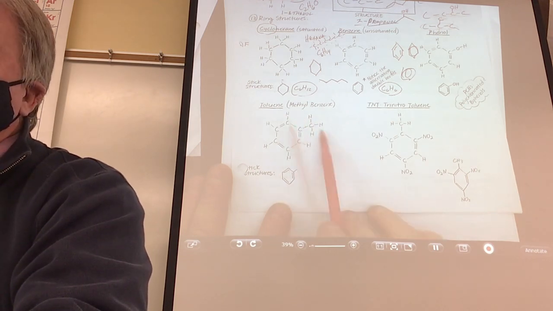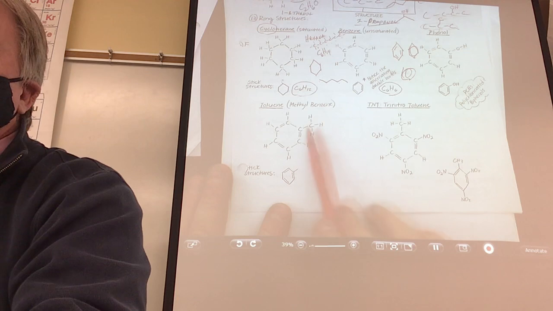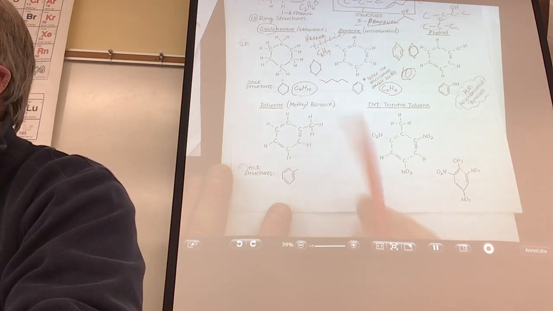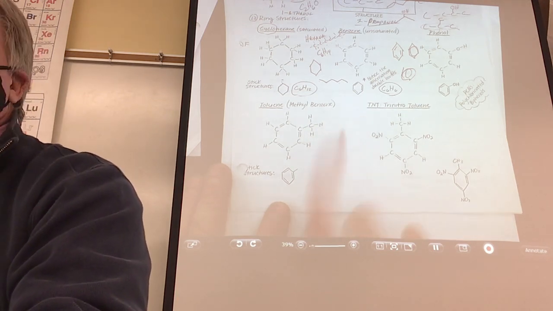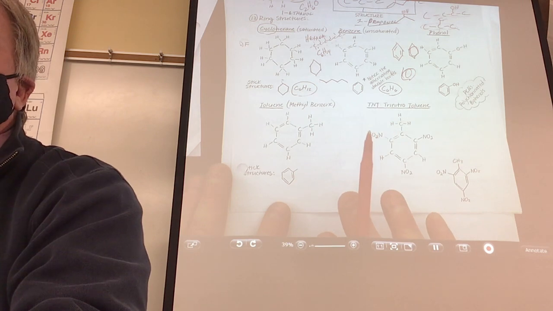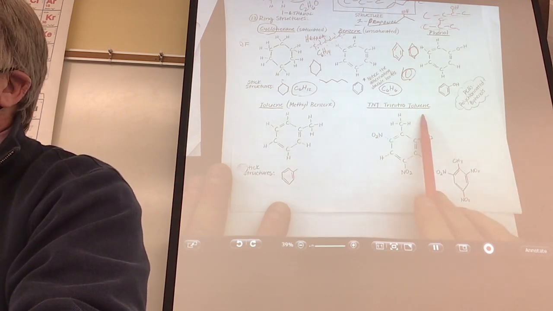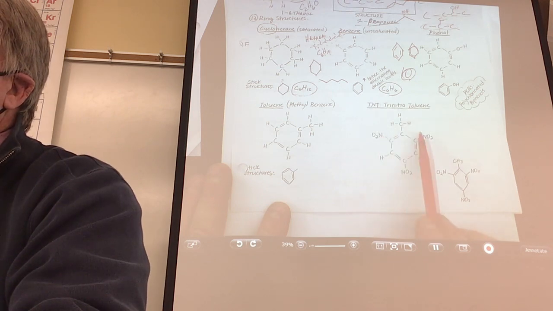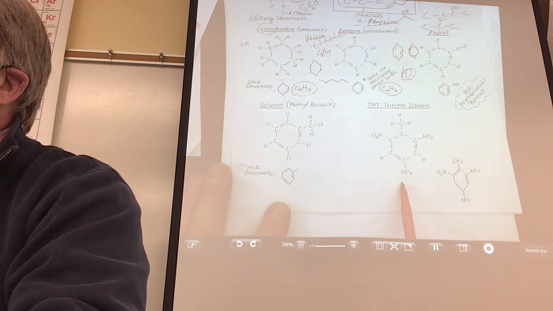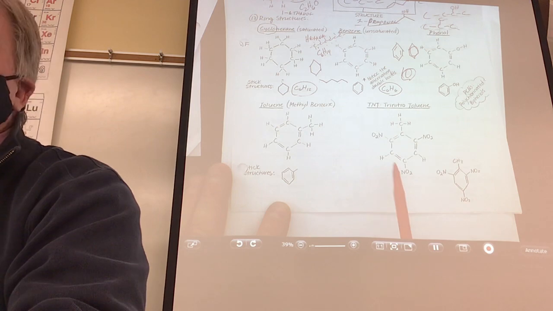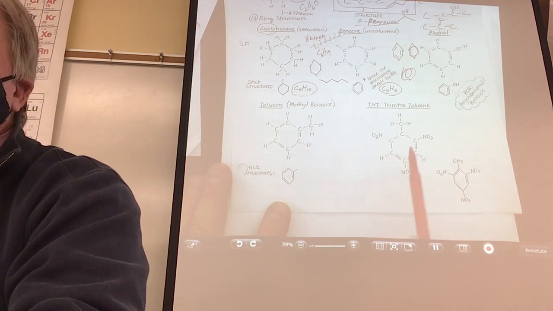All right, so if you were to look this up in another book, toluene also has another name, methylbenzene. Okay, and here's my favorite. Some of you are ahead of me. We're going to make toluene, but we're going to put 3 nitro groups on it. We're going to make trinitrotoluene.